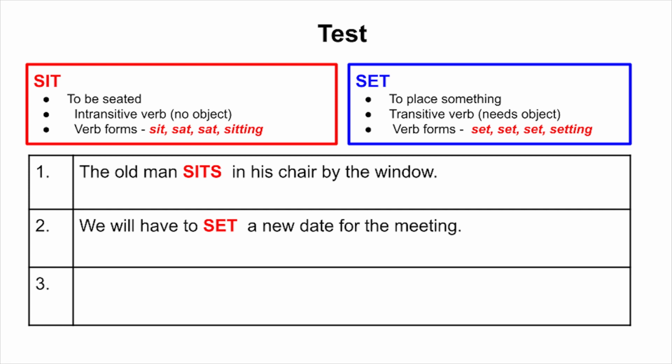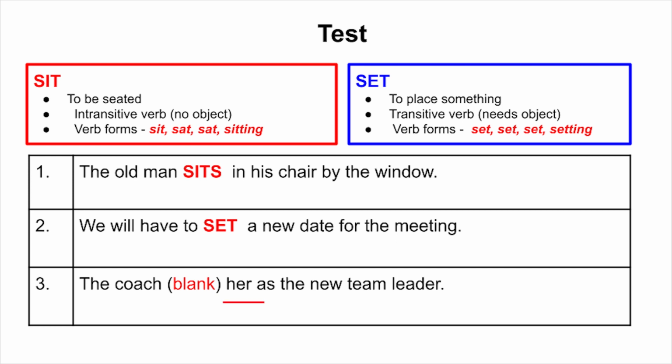Our third question is, the coach blank her as the new team leader. We may ask the same question, is there an object in this sentence? Yes, her is the direct object of the action. It indicates whom the coach puts in place as the new team leader. So we can safely say, the required verb is the past tense of the verb set, which is also set. The coach set her as the new team leader.